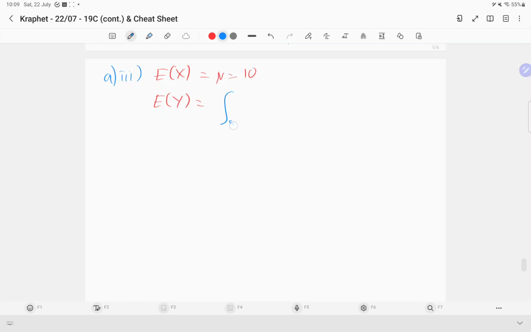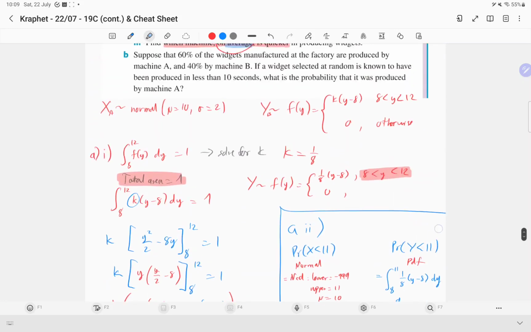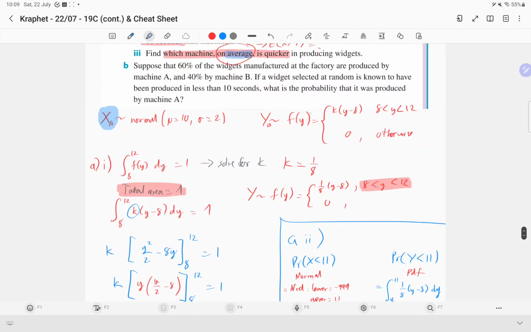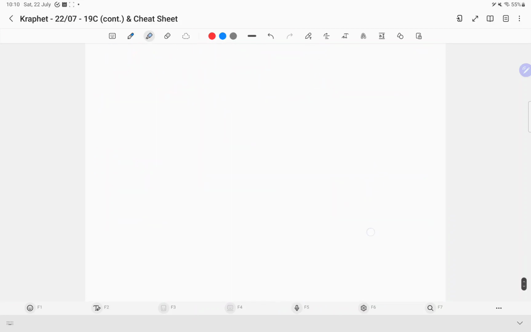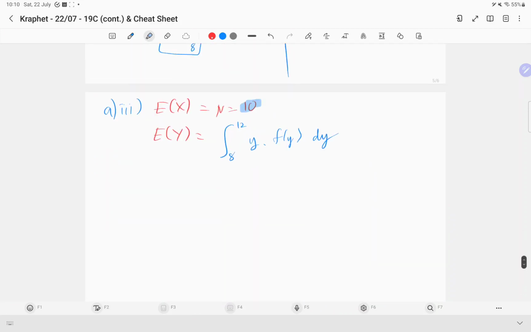You integrate from the left to the right of y times f of y dy. Wait, what's the E of X? What's the E of X is equal to 10? Yes, because E of X is the first distribution. Remember, X is for machine A and Y is for machine B. Okay, so the mean is 10. So E of X is just 10. And then the second one, you need to calculate that, and that's the point of this question.